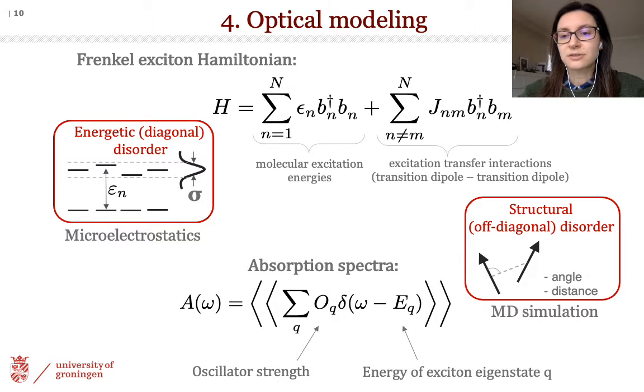The absorption spectrum is then given by this formula with the oscillator strengths and corresponding energy of the exciton eigenstate. Double brackets mean the average over the snapshots from the MD trajectory.